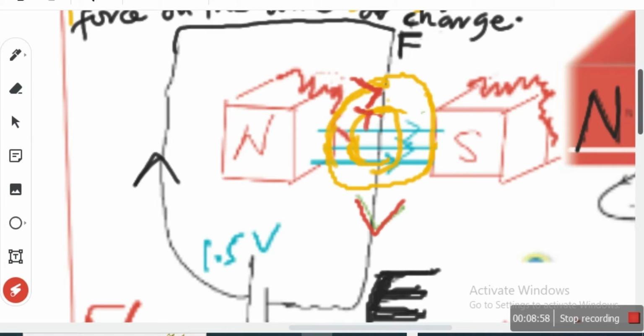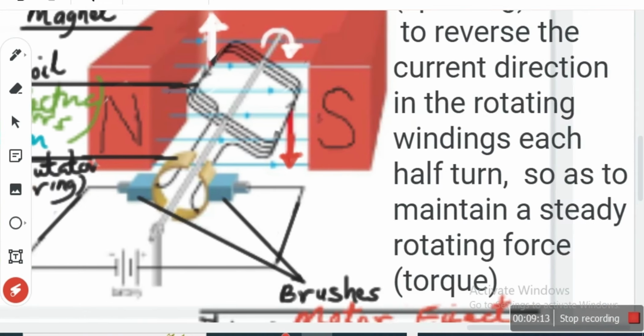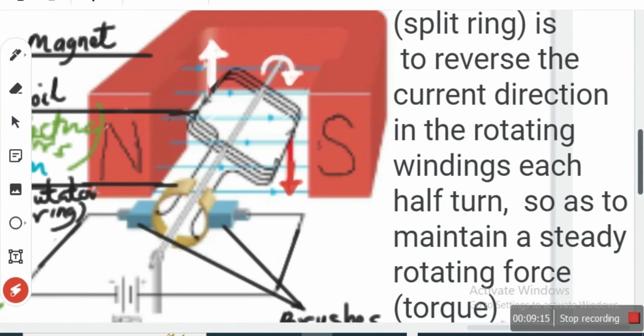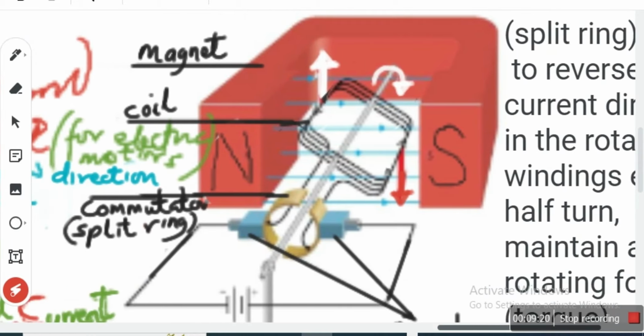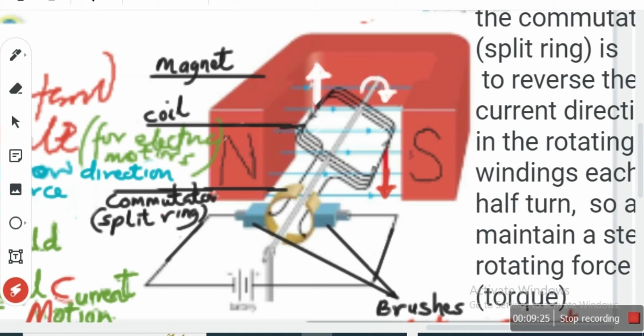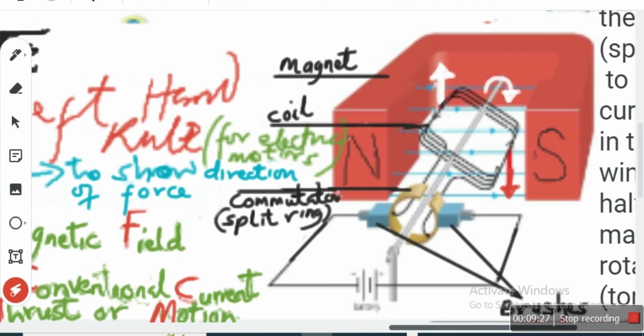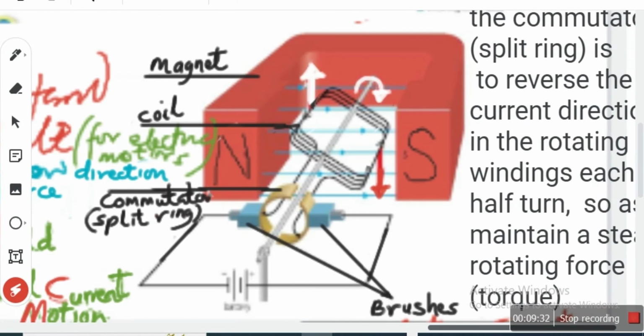Okay. Motor effect. Motor effect is about a push on a moving charge or a conductor that is carrying a current, because that conductor is inside a magnetic field. And I want to show you how this finds application in simple devices. Look at this. I think I can zoom out a bit to reveal this better. Okay, it's revealing it properly.